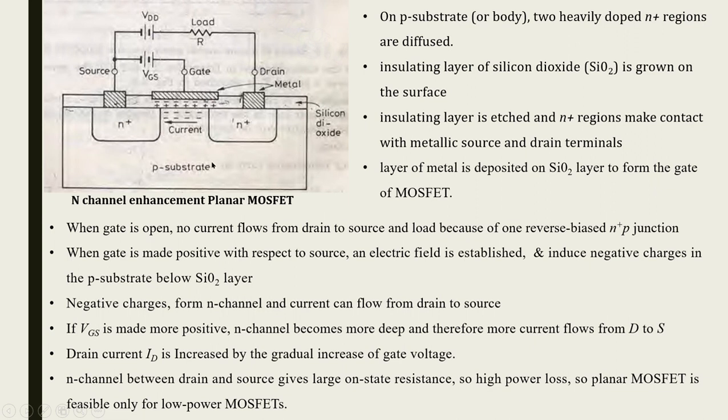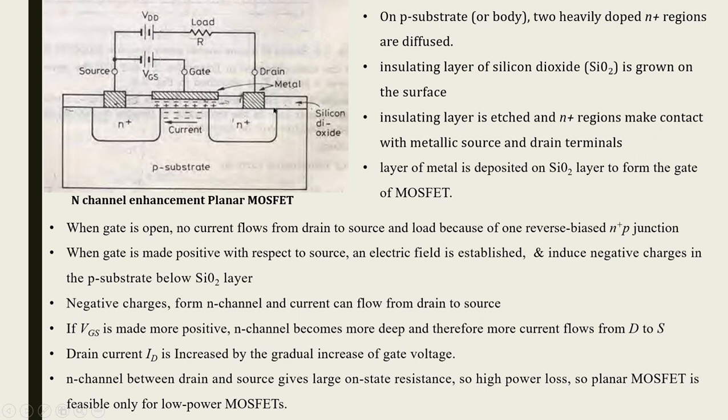Okay. And on top of that, one insulating layer, SiO2, which will act as an insulator. The SiO2 layer is formed on top of these N plus layers. Also we will be etching this insulating layer, and two metallic terminals, source and drain, are formed in these two N plus regions. See here, it is etched and formed source, and here it is etched and formed drain.